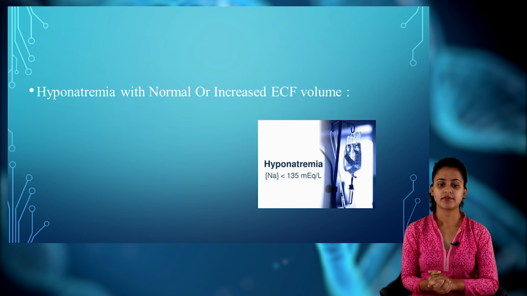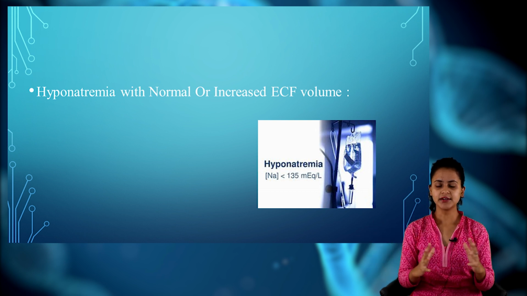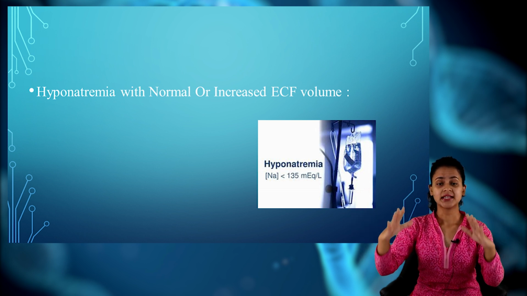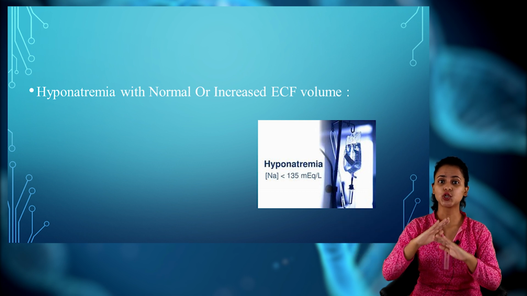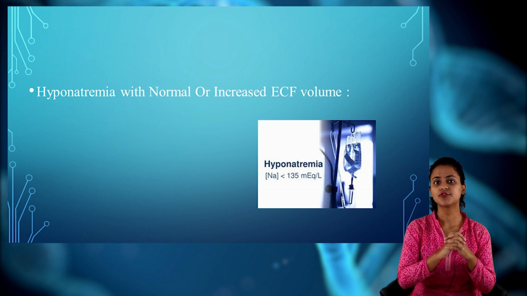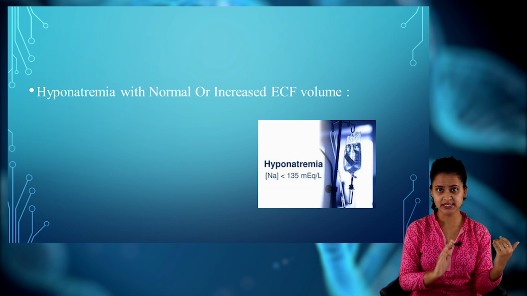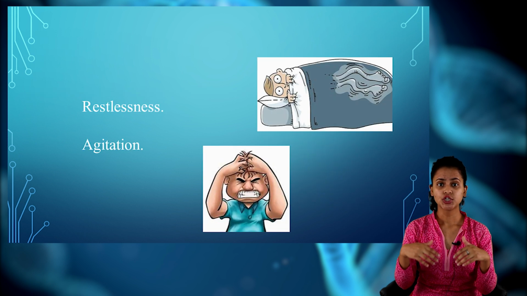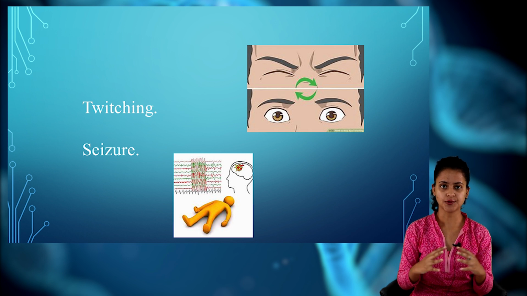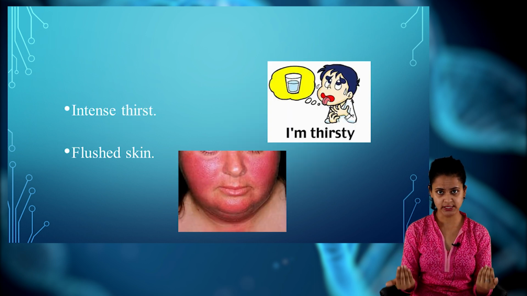Now, the next condition is hypernatremia with a normal extracellular fluid volume. Basically, here the sodium level is going to increase, but in this condition the extracellular fluid volume is not altering. So that is the reason why we are going to see a bit different features among the client. The features include the same as the previous condition: restlessness, twitching, and seizure will be present. Often a person can go into a comatose state. We are going to see an intense thirst mechanism activated for the client.